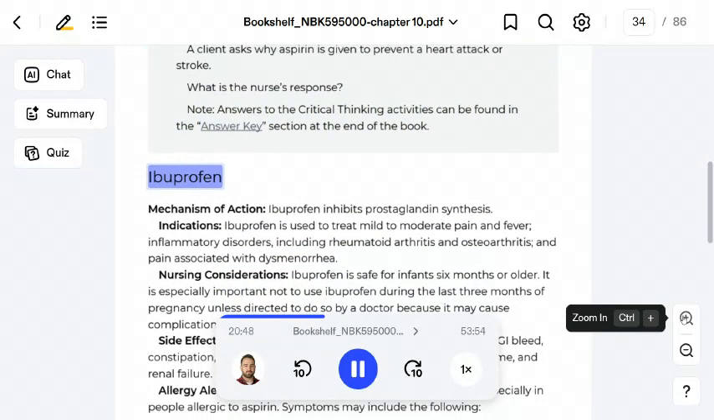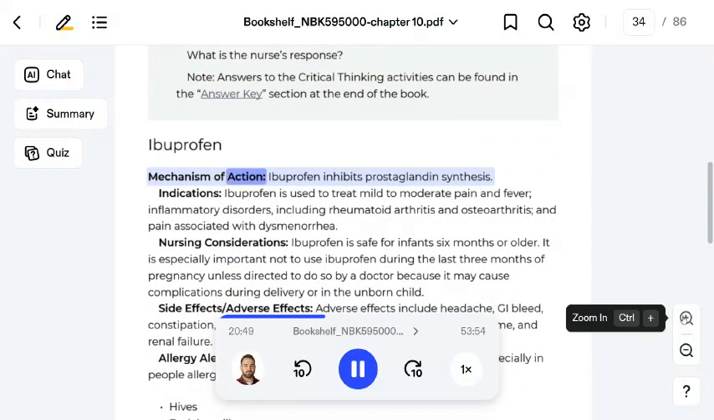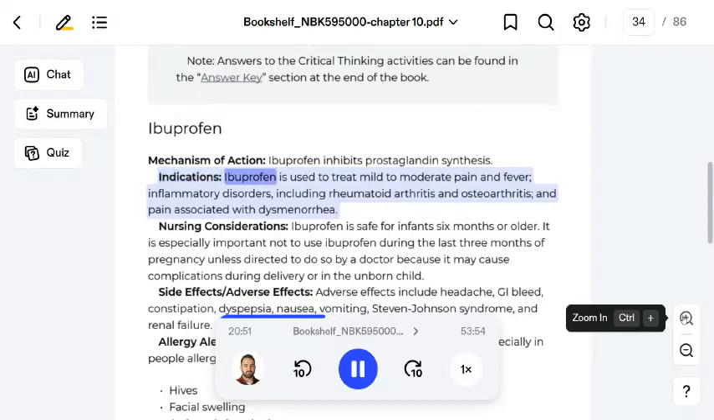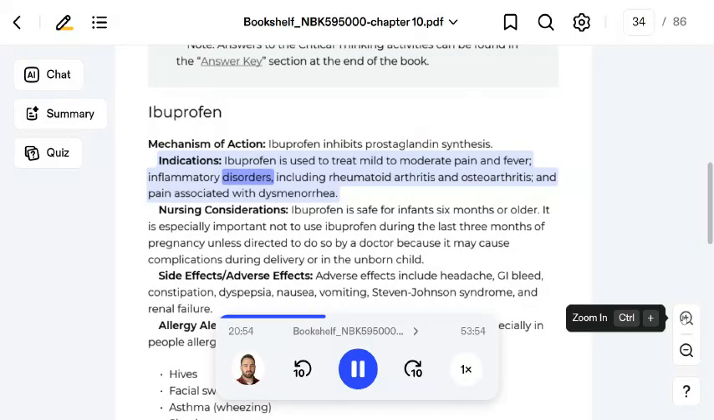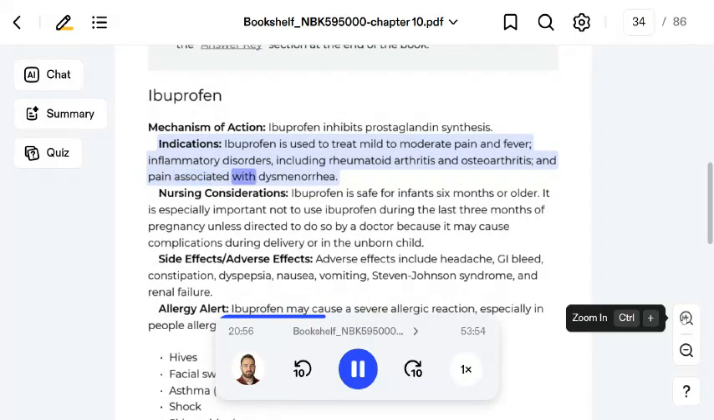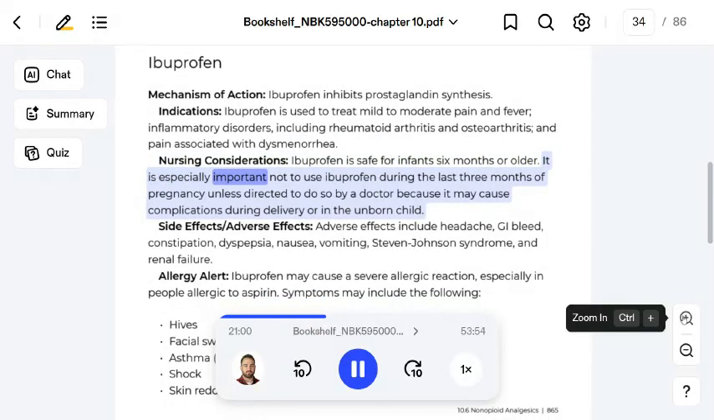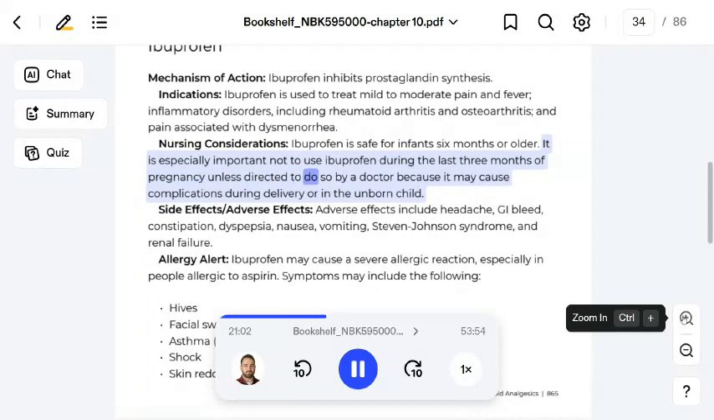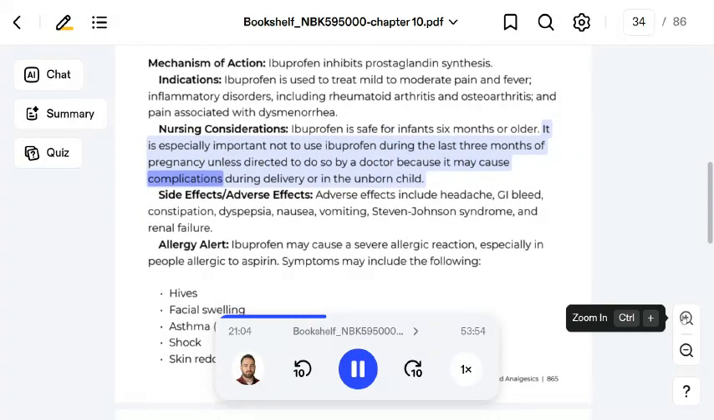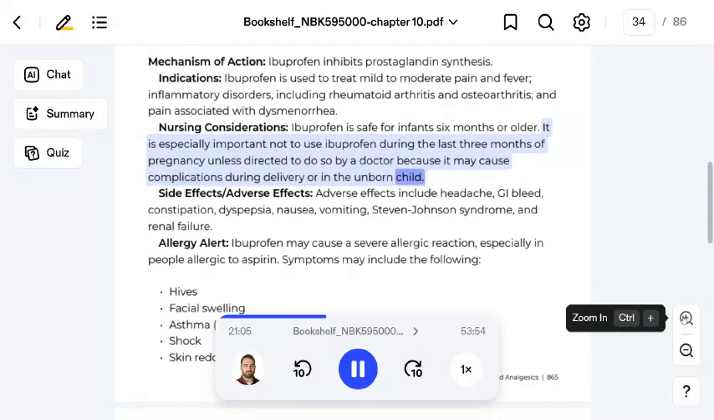Ibuprofen. Mechanism of action: ibuprofen inhibits prostaglandin synthesis. Indications: ibuprofen is used to treat mild to moderate pain and fever, inflammatory disorders including rheumatoid arthritis and osteoarthritis, and pain associated with dysmenorrhea. Nursing considerations: ibuprofen is safe for infants 6 months or older. It is especially important not to use ibuprofen during the last 3 months of pregnancy unless directed to do so by a doctor, because it may cause complications during delivery or in the unborn child.